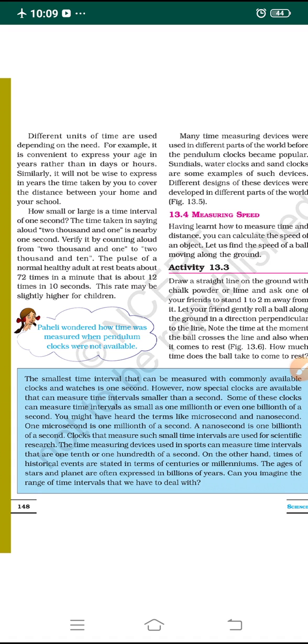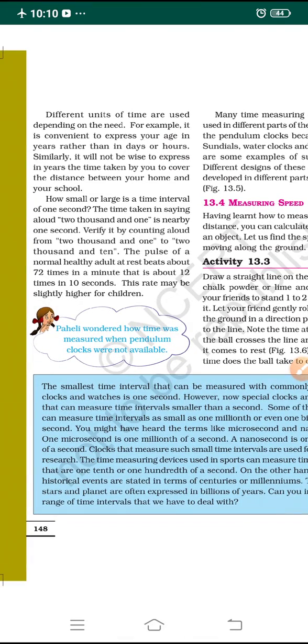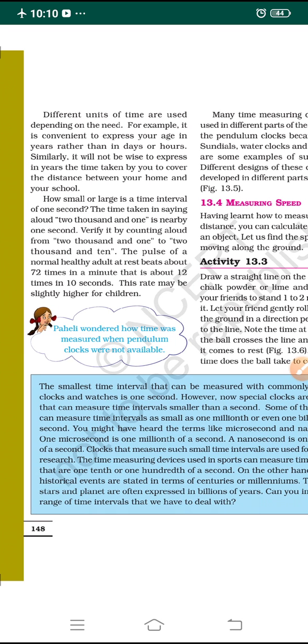That's why the units of time which are used depend on the need, meaning what is the necessity. So based on the need, the units of time can be chosen. Similarly, you can also express the distance between two places: the distance between your home and school, your place and your district place, or your native place and the state capital. Distance between two places can be measured based on the length between them.